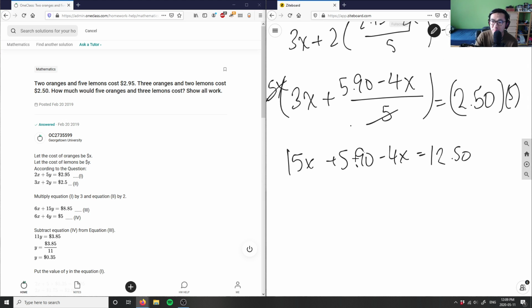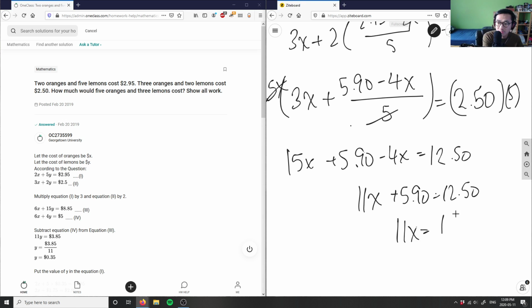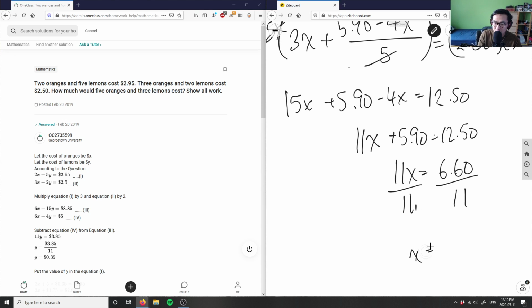And then what I can do now is simply collect like terms, right? 15x minus 4x gives me 11x plus 590 equals 1250. And I can move 590 to the other side, right? So 11x equals 1250 minus 590, which would give me a value of $6.60. And I can divide both sides by 11, right? So x would equal 0.60, 60 cents.